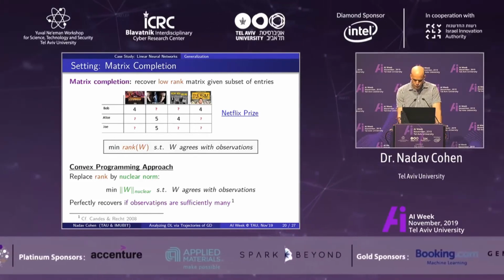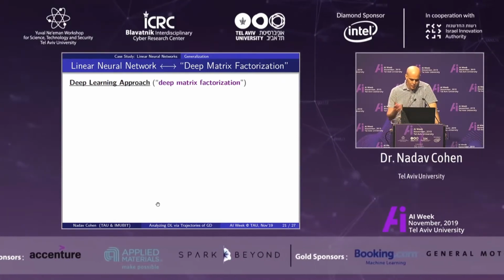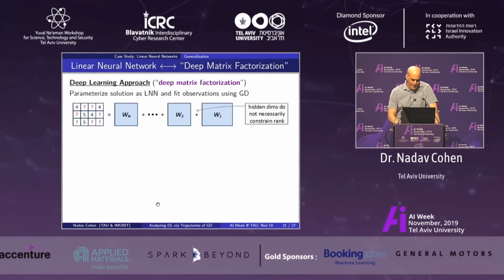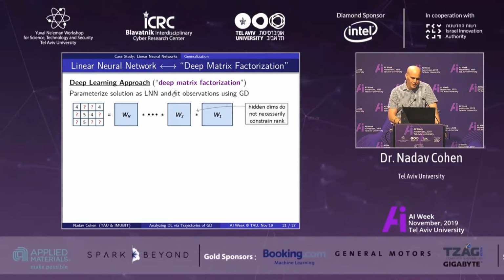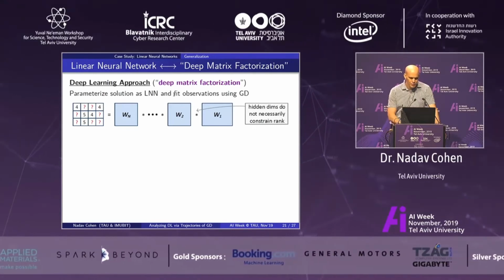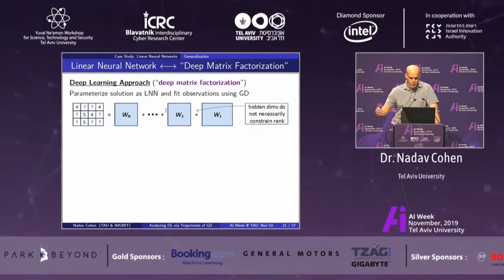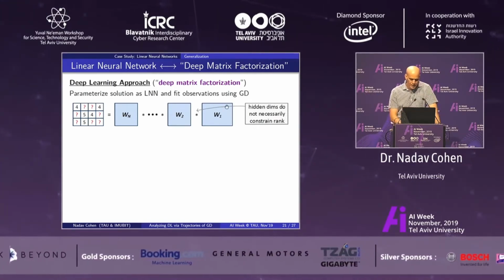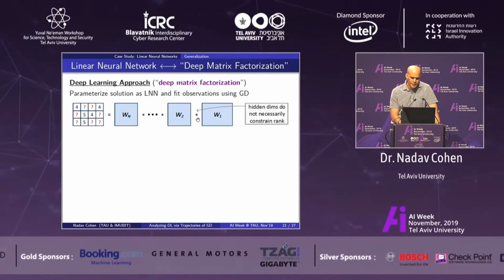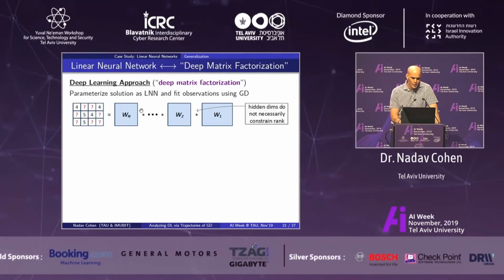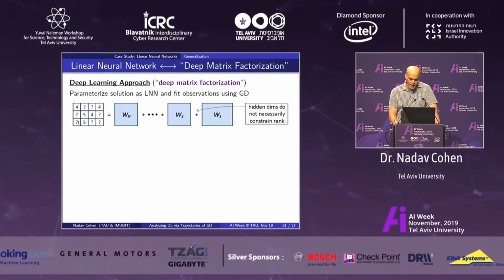Okay? A deep learning approach to this problem would be the following. We call this deep matrix factorization. And basically what you do is you just parameterize the solution as a linear neural network, and you fit the observations with gradient descent. Okay, so I parameterize the solution as a product of n matrices, Wn, Wn minus 1 to W2, W1, and I run gradient descent on that. I am not necessarily constraining the ranks, the hidden dimensions, so basically in the basic settings, every matrix can be represented. I'm not constraining the rank in any way.